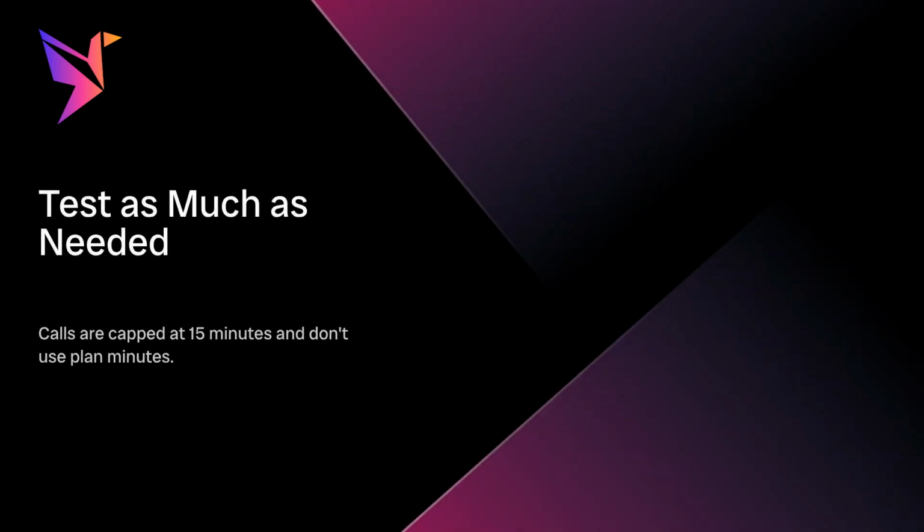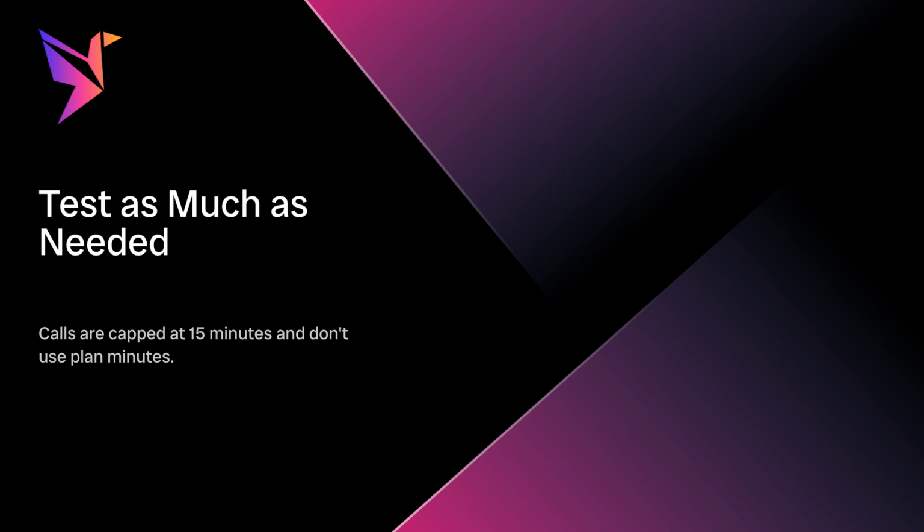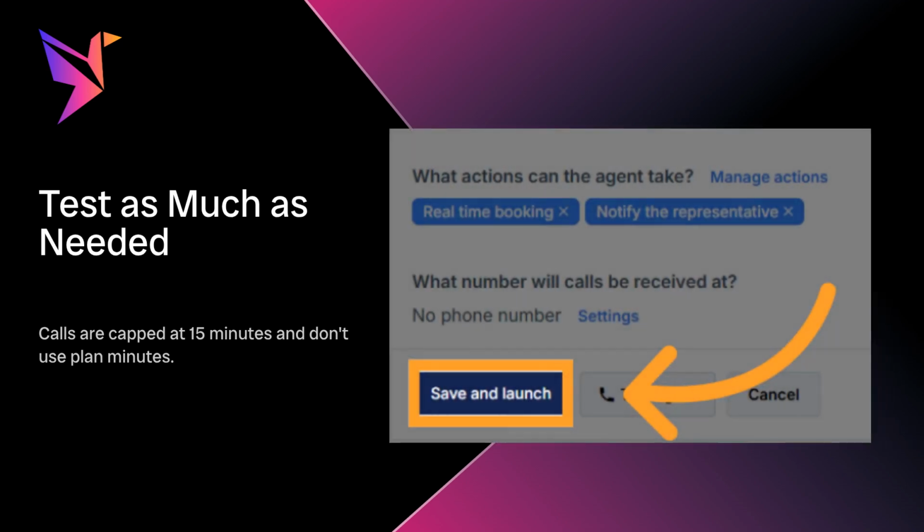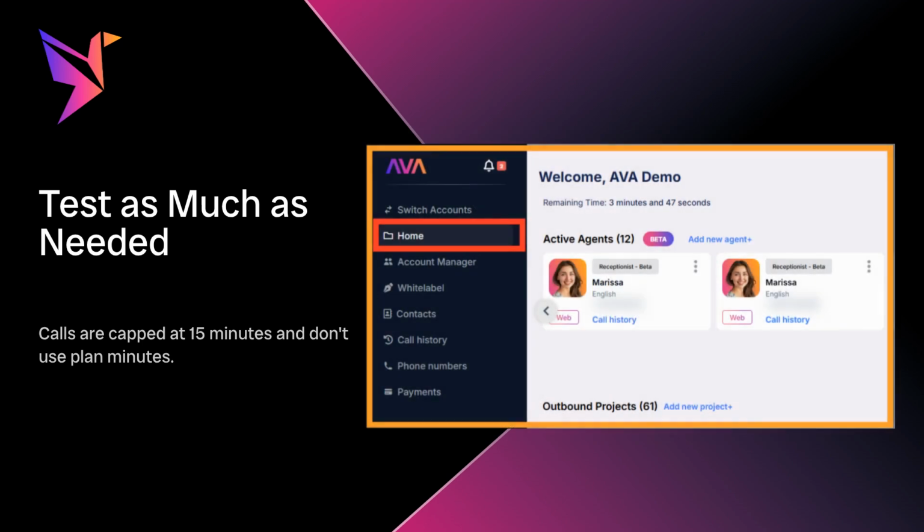During test calls, transfers won't trigger. These calls don't use planned minutes but are capped at 15 minutes. After thoroughly testing your agent, make sure to click Save and Launch to deploy it. Once deployed, the agent will appear on your home screen and its phone number will be live, ready to be called or shared.